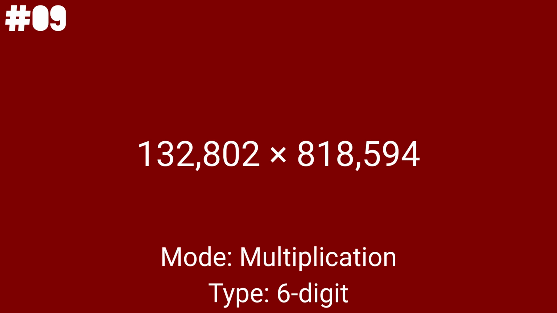We are now at 132,802 times 818,594, and we are now at the 9th to last multiplication problem. The result is getting crazy big, but let's move on.